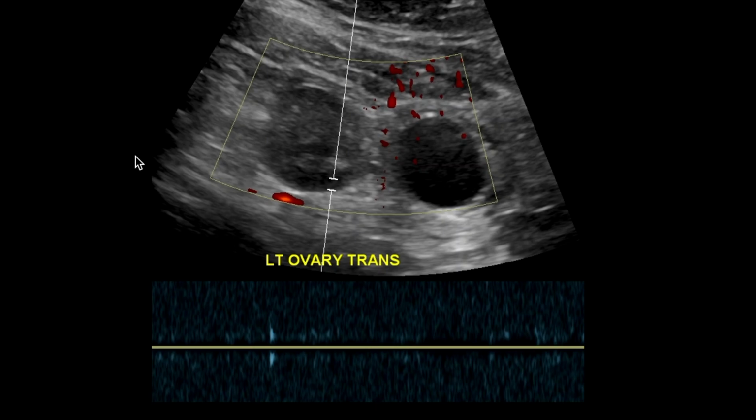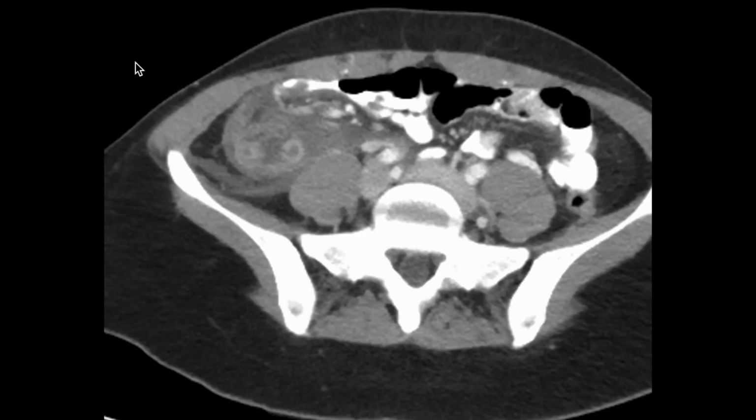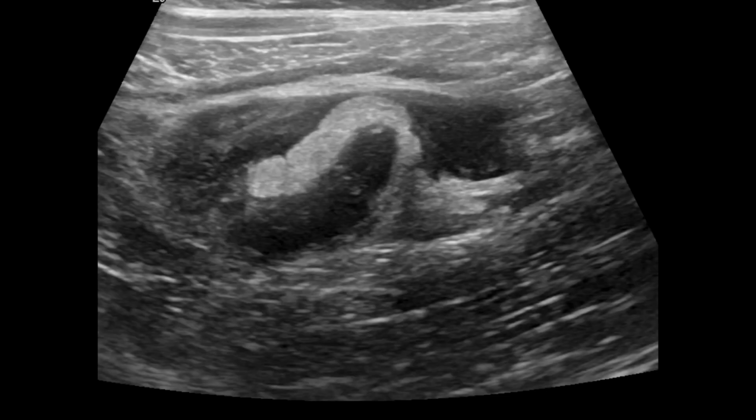So looking at the second image, this gives us our confirmation. We have, as you can see here, color Doppler flow on this left ovary, and we have loss of arterial and venous flow. This was a case of left-sided ovarian torsion. All right, so final case, image 1 of 2. Image 2 of 2.